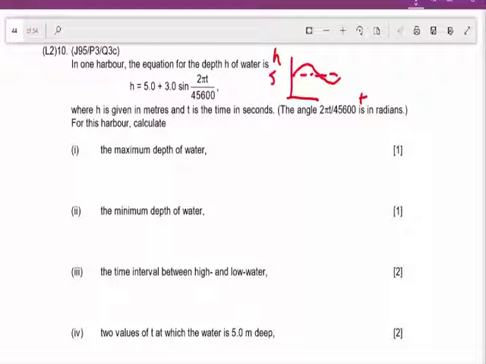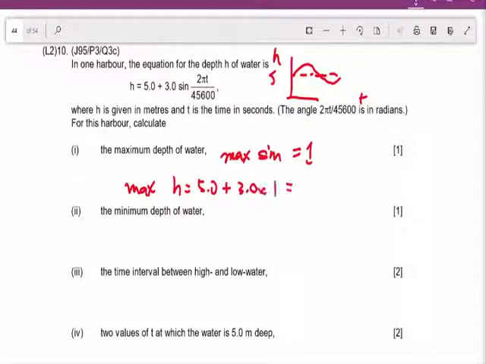Now, what is the maximum depth of the water? Looking at the equation, the maximum of the sine term is 1. So the maximum of sine is 1. Therefore, the maximum h is 5 plus 3 times 1, which is equal to 8 meter. So that's quite straightforward. Here is 8 meter.